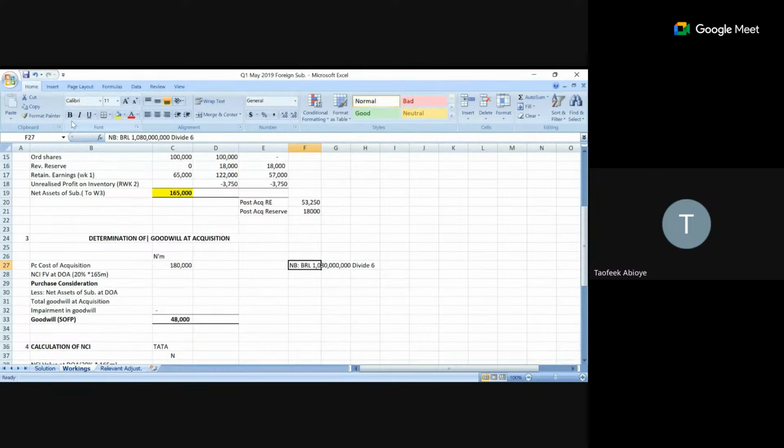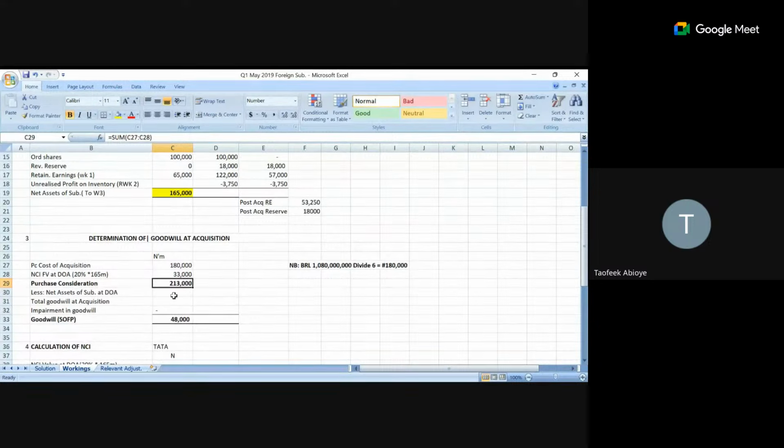So when we convert, let me put it here. The cost of acquisition is equal to 1.08 billion BRL divided by 6, it will give us 180,000. That is our cost of acquisition. Now, NCI value at our DOA, which is how much? 20%. We are using proportionate share of the net asset. We get our 33, right? So when we add both together, we get our purchase consideration.